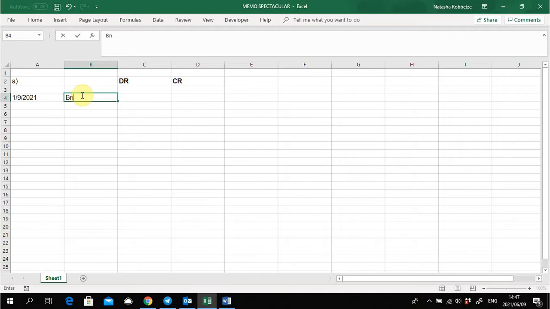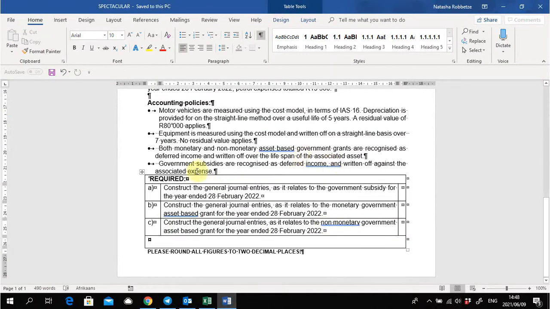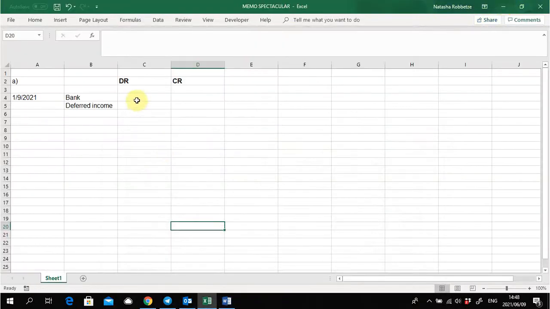So I'm going to increase the bank account and I am going to credit deferred income because that is the instruction per the accounting policies. If we look at the question, it says, government subsidies are recognized as deferred income and written off against the associated expense. So the associated expense here would, of course, be your petrol expenses. And the amount for the subsidy was 12,000 Rand.